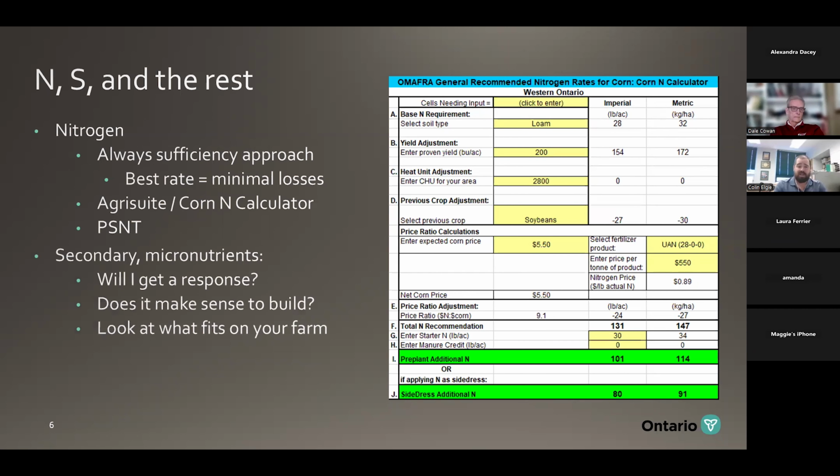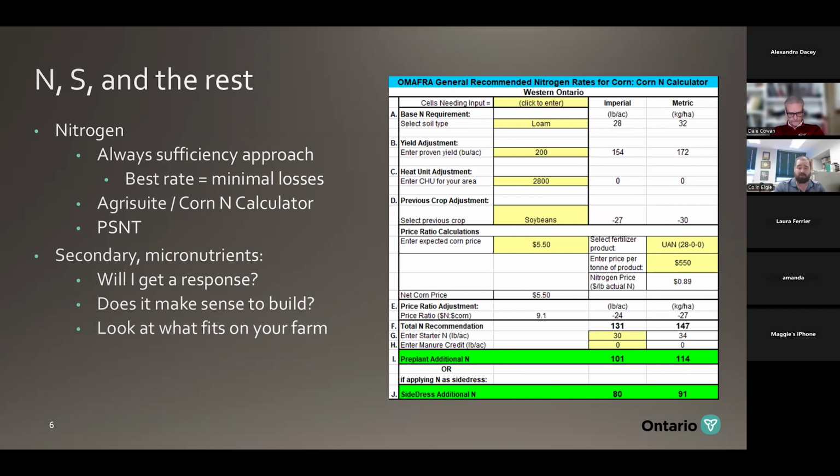And if we look at our secondary nutrients, so sulfur, magnesium, calcium, as well as our micronutrients, they're really on an individual field basis. We want to look at what those levels are according to the soil test. Are we likely to see a response? Does it make sense to build those? So with something like magnesium, if you're in a low testing soil, absolutely it may make sense to build that.